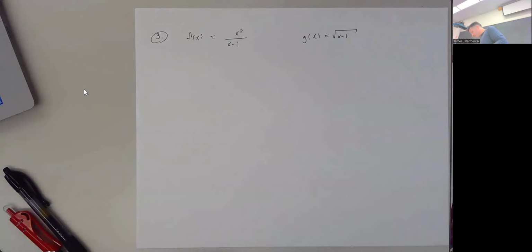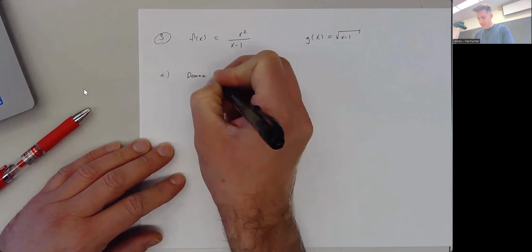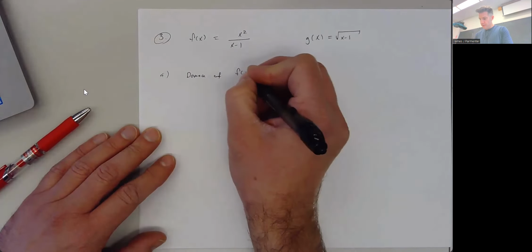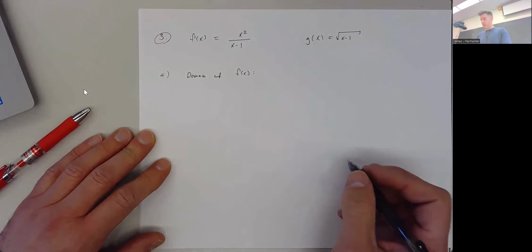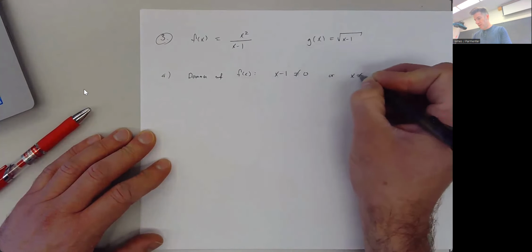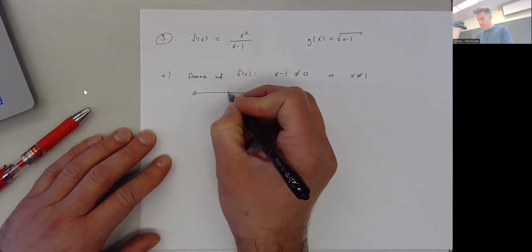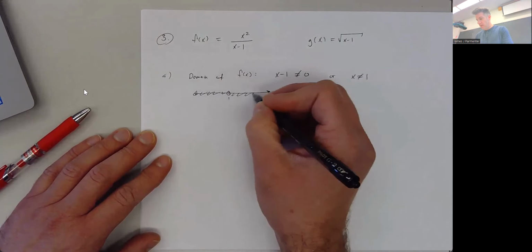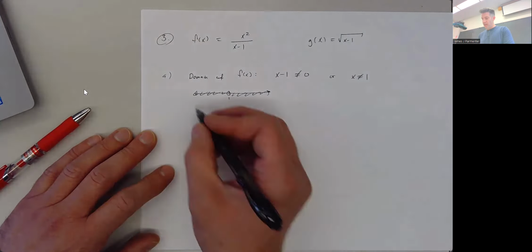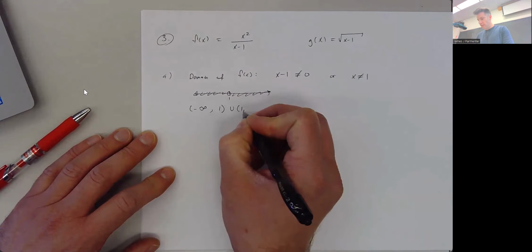All right, let's look at this question I wrote here. So what is the domain of f and g? Cool. So for the domain of f, we just have to look at where the denominator is 0. So we know that x minus 1 can't equal 0, or in other words, x can't equal 1. On a number line, that means we get everything except for 1. You don't have to draw this, but it helps me see that I want everything from negative infinity to 1 exclusive, union 1 to infinity.